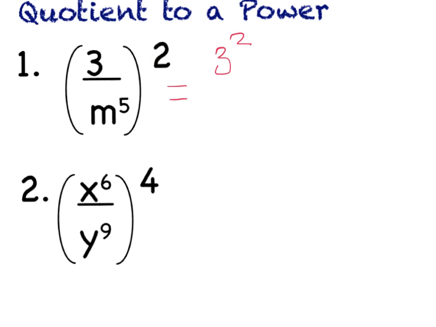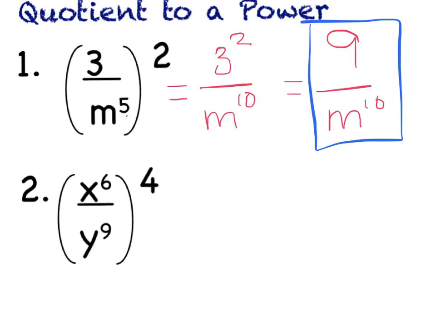So when I'm doing a power to a power, I multiply my exponents. So m, I have to multiply 5 times 2 to get 10. Now I'm going to look at my fraction here. If there's anything I can simplify, I'm going to simplify. And so hopefully you see that I can simplify 3 squared. So 3 times 3 is 9 over m to the power of 10. So my final answer is that.